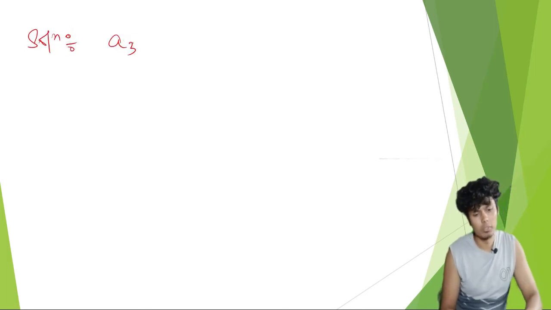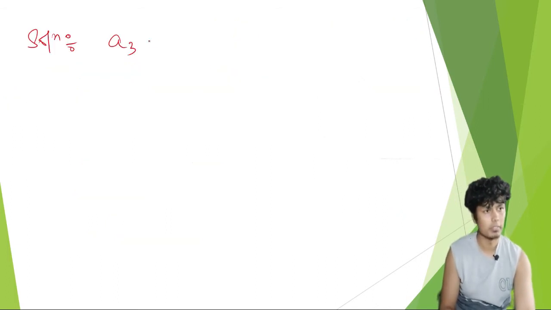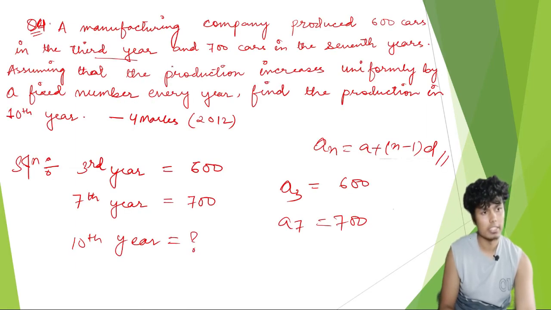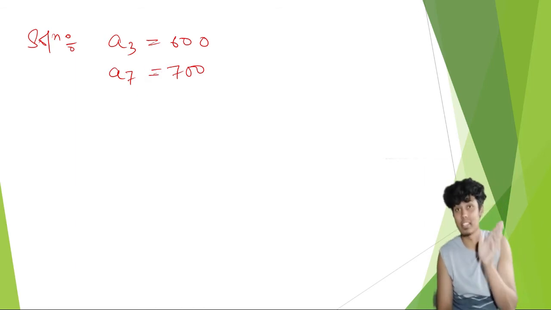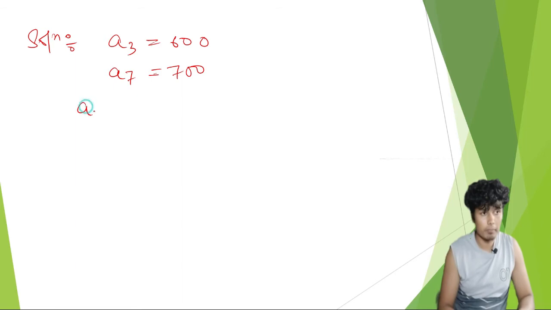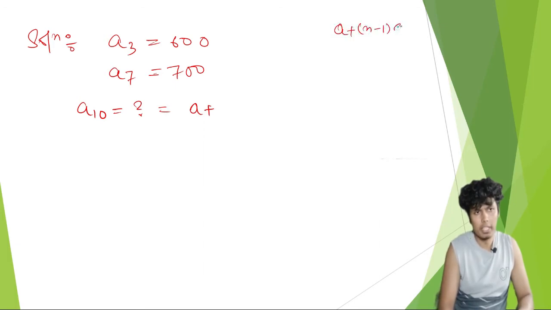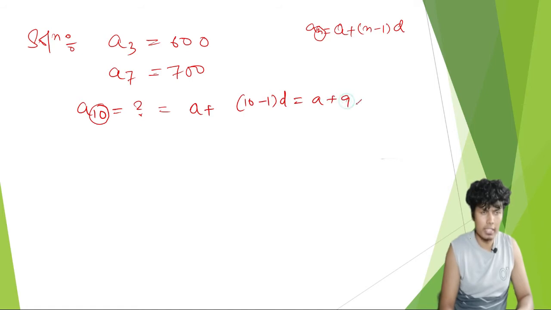We have A3. What is the value of A3? 600. And A7. What is A7? 700. Okay, A3 is 600, A7 is 700. We need to find A10, which is the question mark, which will be A plus N minus 1 D. You know the formula, right? So instead of N, here is 10. So you can write 10 minus 1 D, which is equal to A plus 9D.